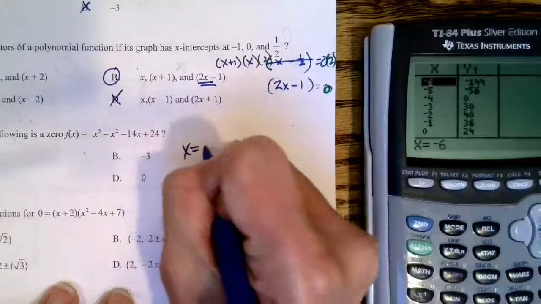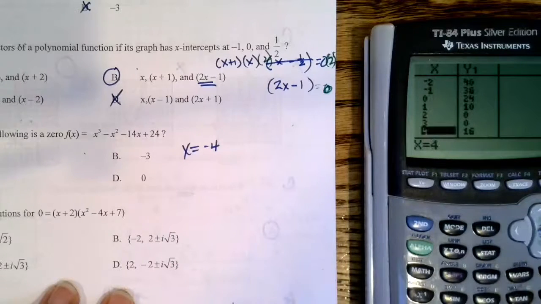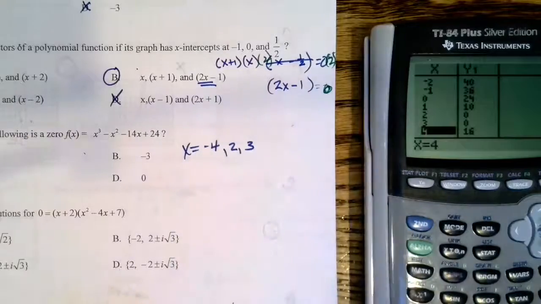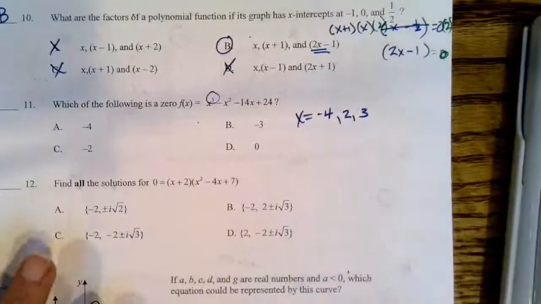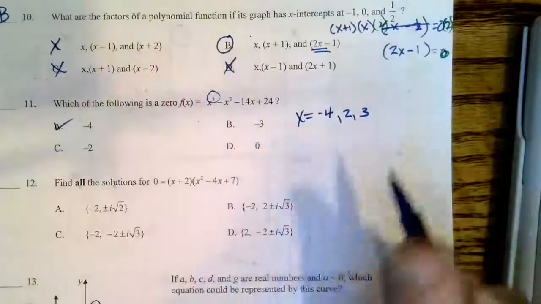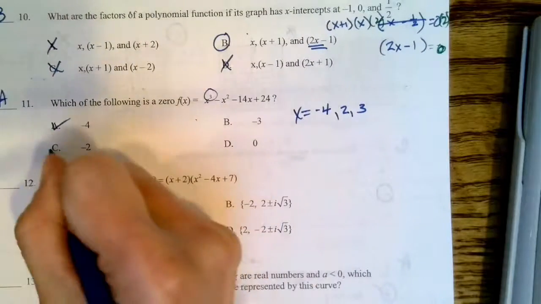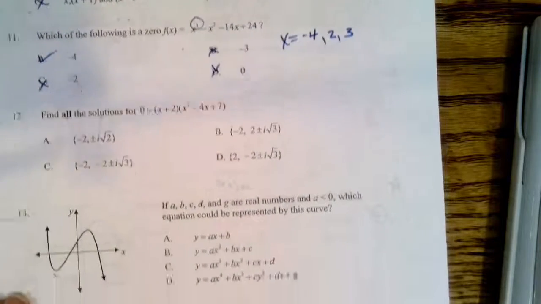So let's get them all listed down. x is equal to negative 4, 2, and 3. It's a cubic, so I found them all. Let's see, which of the following is a 0? This looks good, and I need a positive 2, so we're just going to go with A. None of those are what I'm looking for.